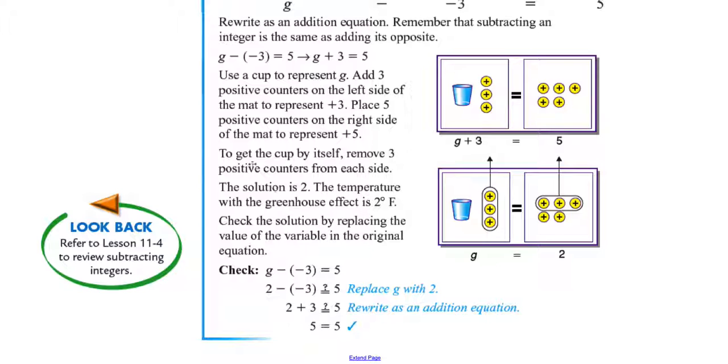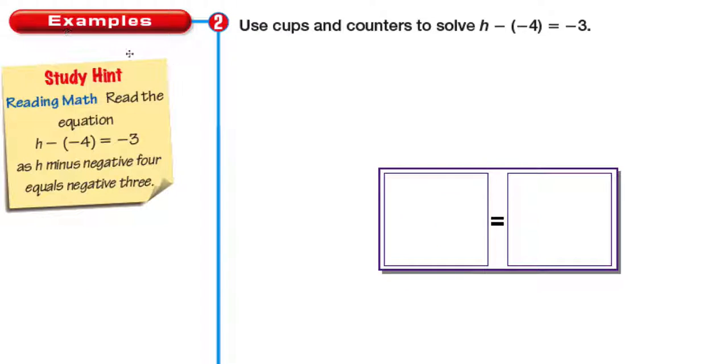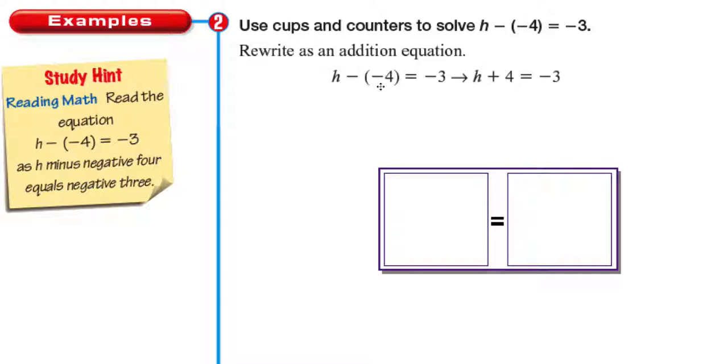Let's take a look at example number 2. Use cups and counters to solve H minus negative 4 equals negative 3. Again, we want to rewrite this equation as an addition equation. So H minus negative 4 equals negative 3 is the same as H plus 4 equals negative 3. Remember that when you're subtracting, you're adding its opposite. You're adding the opposite of negative 4, which is 4.